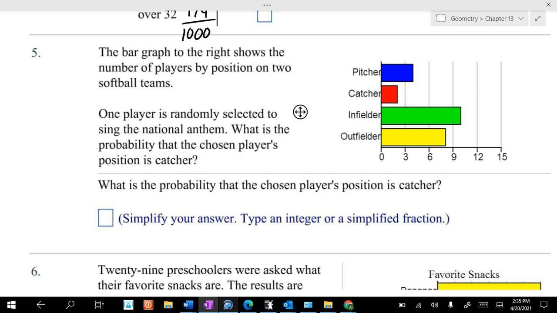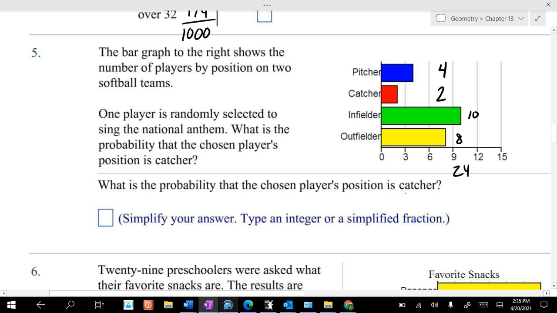So, how many pitchers are there on this team? Well, you do the bar graph. It's bigger than 3, but not close to 6, so it has to be 4, right? So this is 4. Catchers are 2. Infielders are 10. And outfielders are 8. So if we add them up, 2 and 8 make 10 plus another 10 plus 4 make 24.